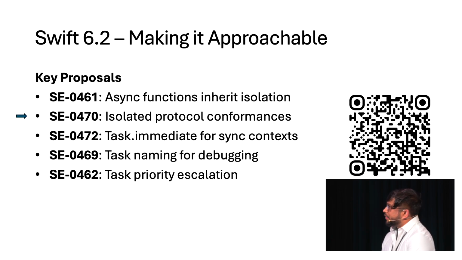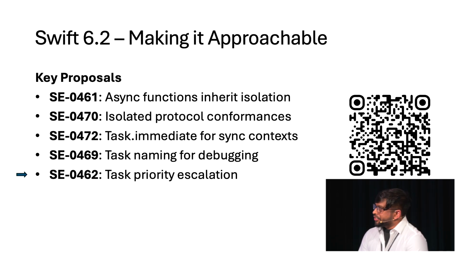Isolated protocol conformances. Finally, protocols can work with actor isolation. Task immediate for the synchronous context. Task naming is better for debugging concurrent code. Task priority escalation that prevents priority inversion issues. They are not isolated features, they are a cohesive system for making concurrency approachable.